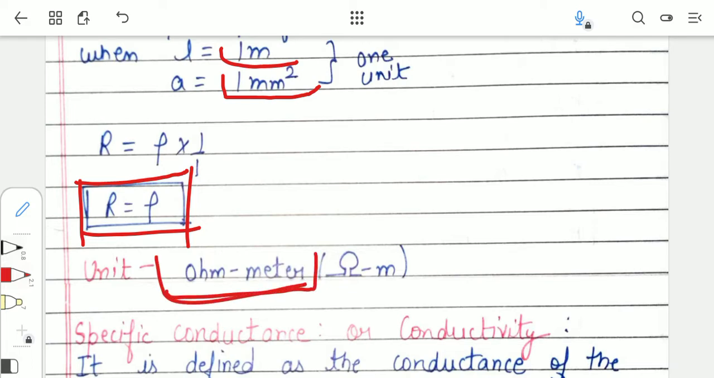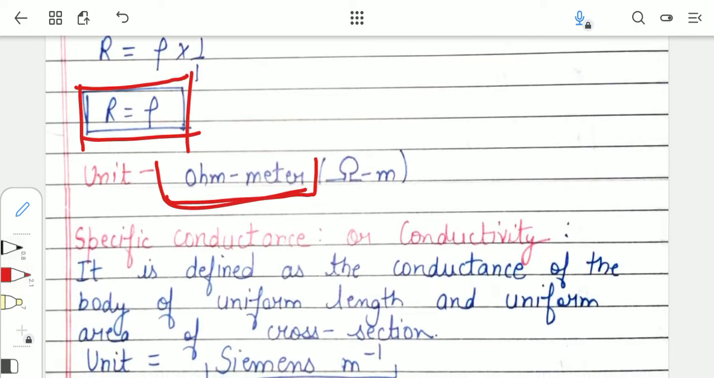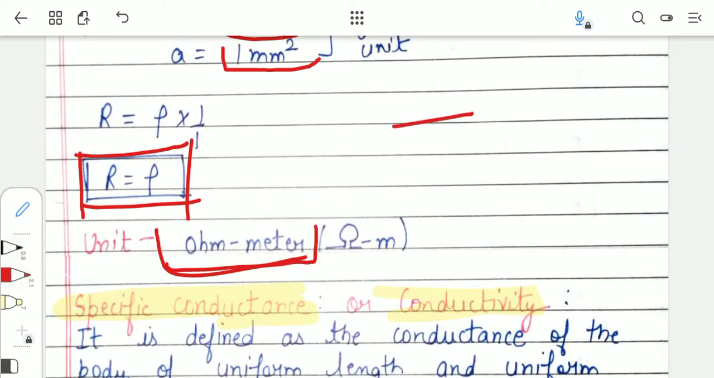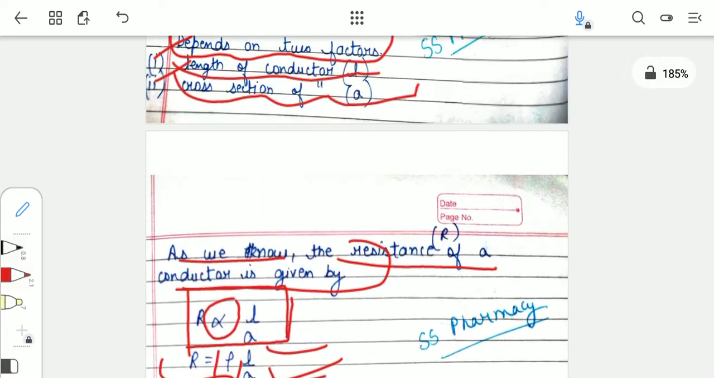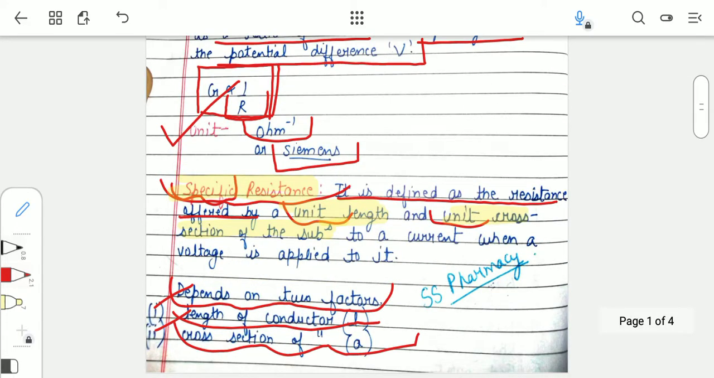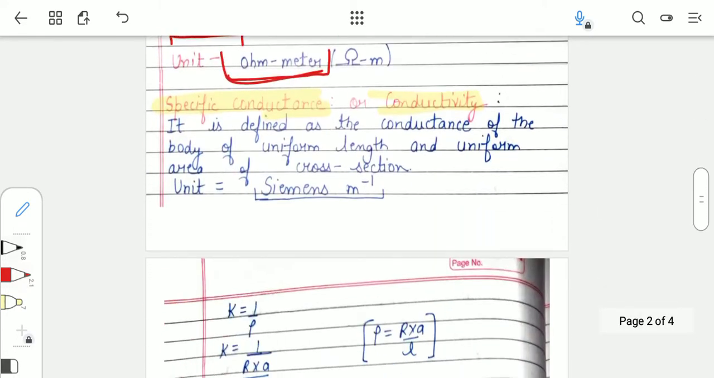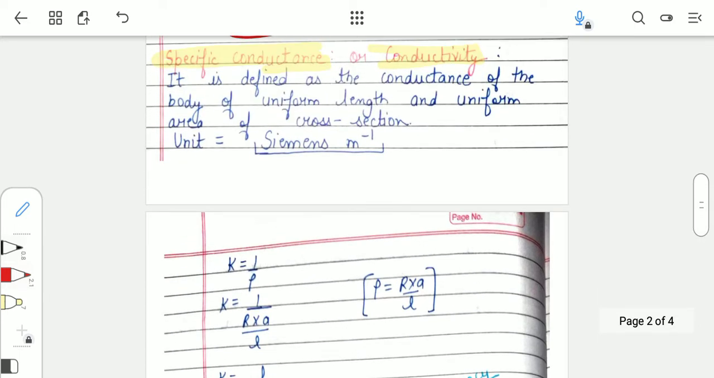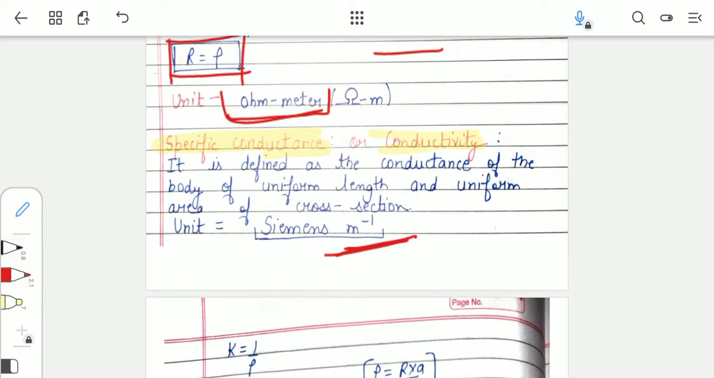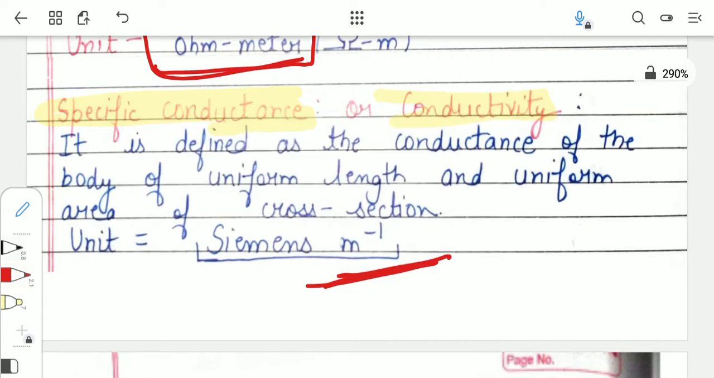So up to now we have talked about specific resistance. Now let us move on to the next term, which is our specific conductance or conductivity. Just like specific resistance, there is specific conductivity. The unit for resistance is ohm, and that for specific resistance is ohm meter, and the unit for conductance was Siemens. So the unit for our specific conductance is Siemens per meter. I hope this way it is easier to remember.